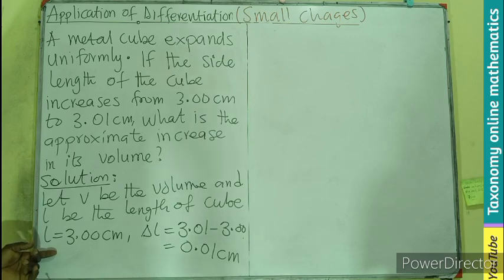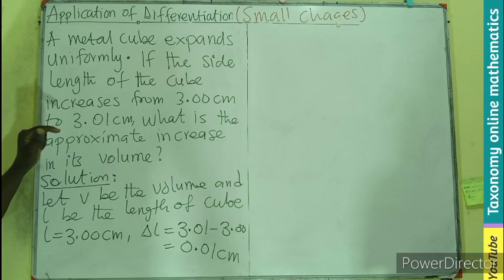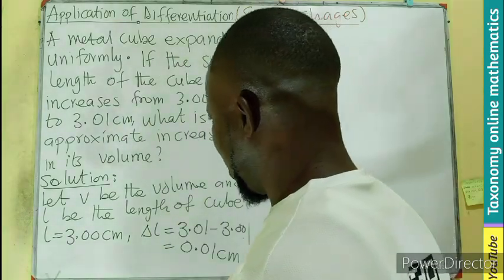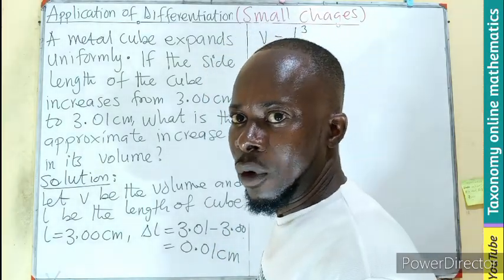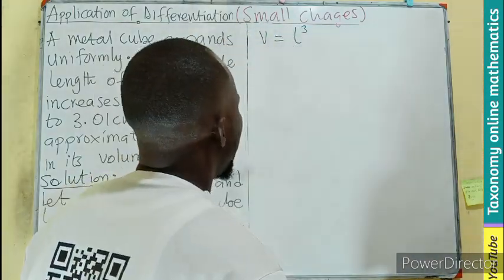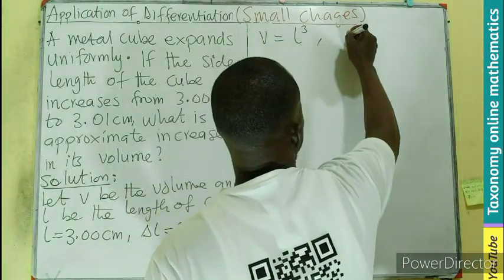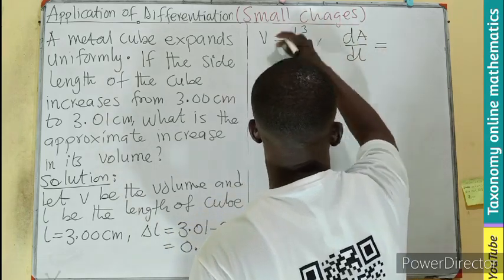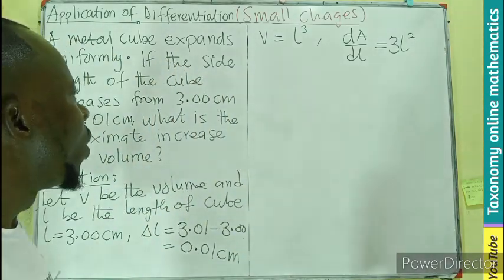And this is going to be the length. We are now going to think about the differentiation of what? The volume with respect to what? L. The volume of a cube is L cubed, or L raised to the power 3. So fast forward, dV/dL is equal to 3L squared. That is what we have.